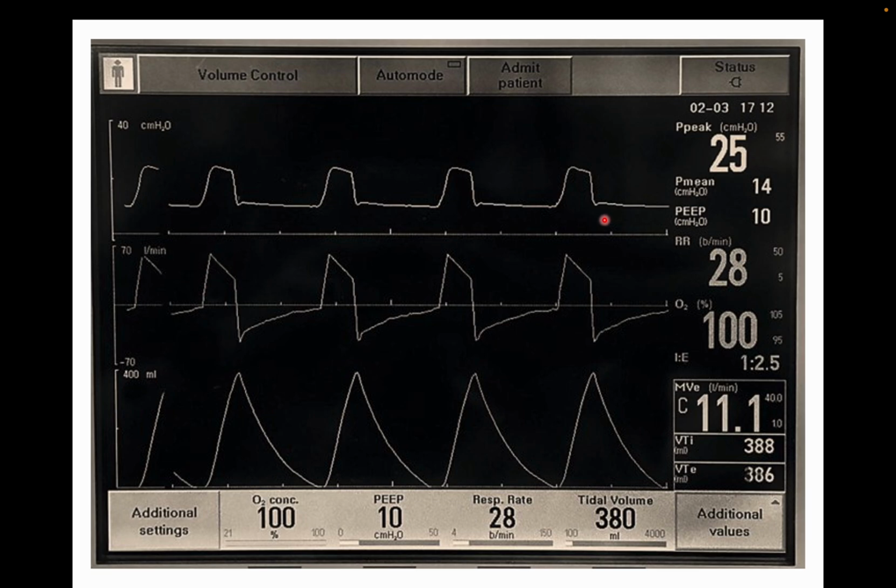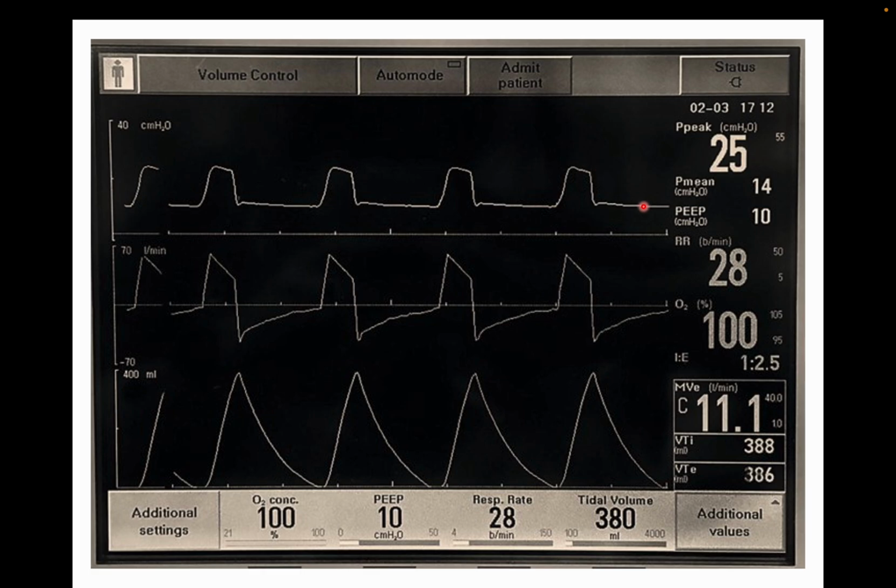So what is the P plateau? This is the P plateau. P plateau will increase with any obstruction at the lung level, that is, due to alveolar incompliance or any decrease in the elasticity and compliance of the lung, which can be due to ARDS, pulmonary edema, fibrosis, or anything similar.